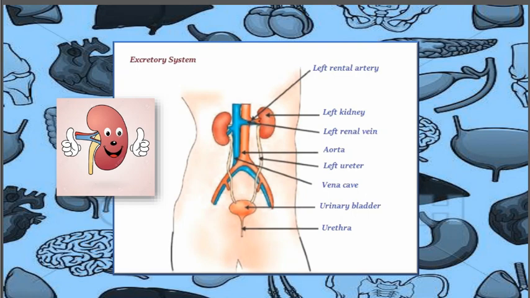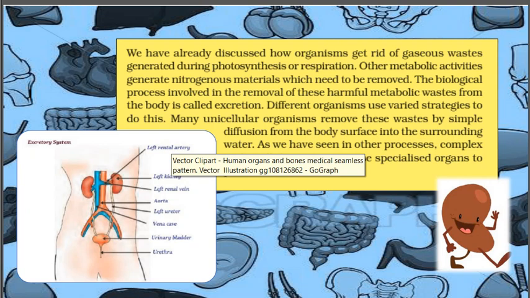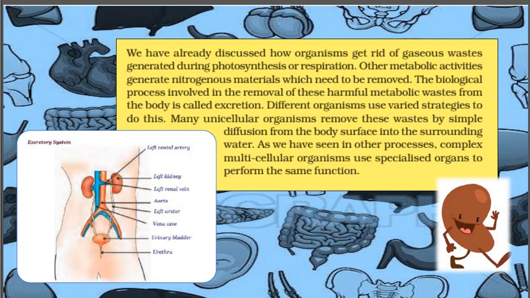So let's start the excretory process. First of all, we'll see the introduction part. We already discussed how organisms get rid of gaseous waste, and this gaseous waste excreted from our body is studied in the respiratory system. This gaseous waste is generated during the process of photosynthesis or respiration: photosynthesis in plants and respiration in animals.